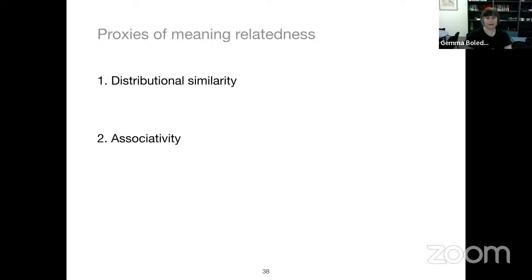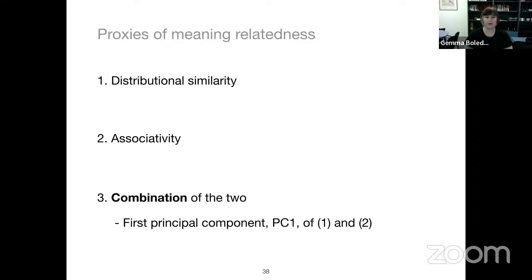All right, we defined a third and final measure of semantic relatedness, which is a combination of these two measures. For those of you who know about algebra, what we do is a principal component analysis and choose the first principal component of distributional similarity and associativity as our new measure of relatedness. And if you don't know about principal components, you don't need to. Just bear in mind that this is a combined measure. It's a principled combination of the information in these two other estimates, all right?